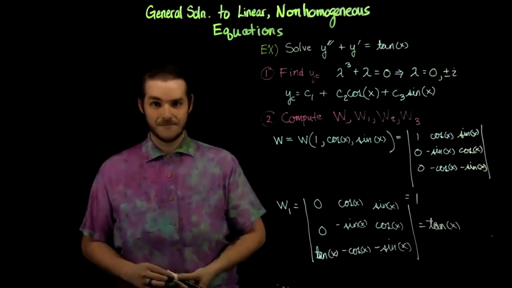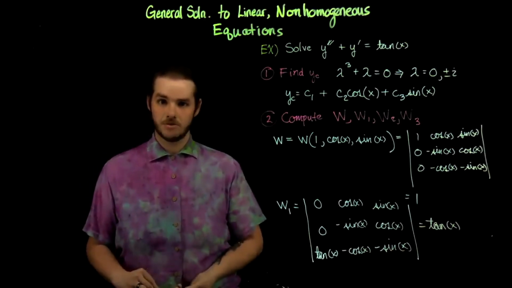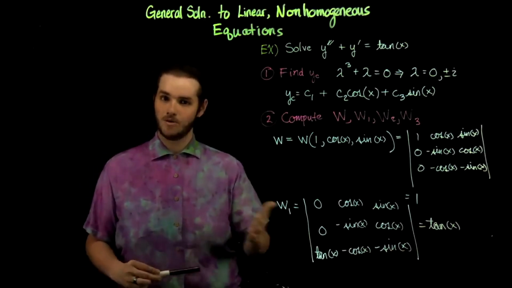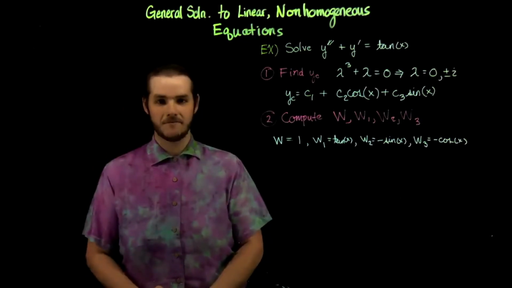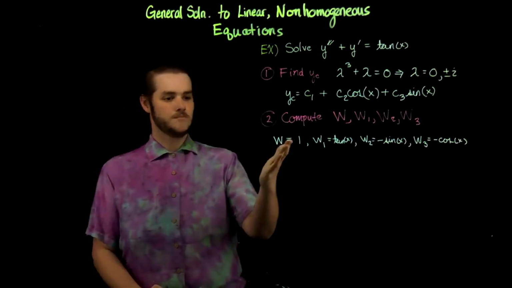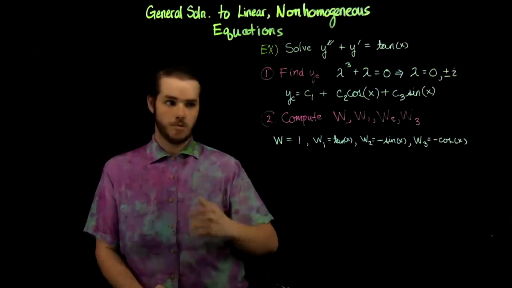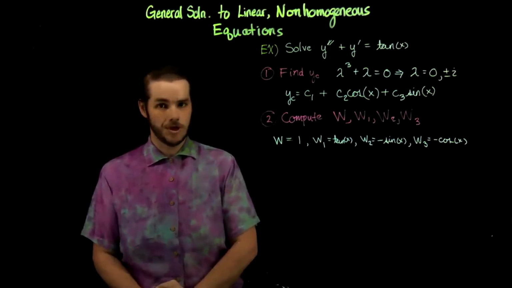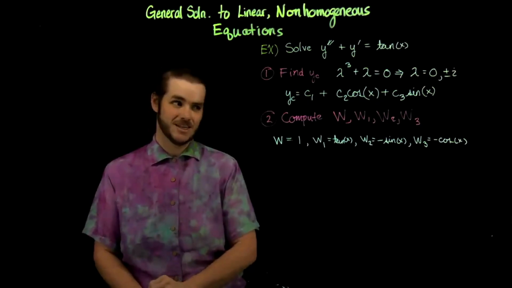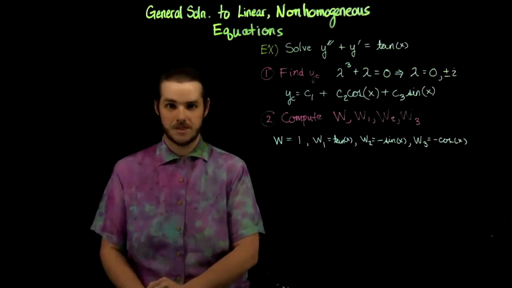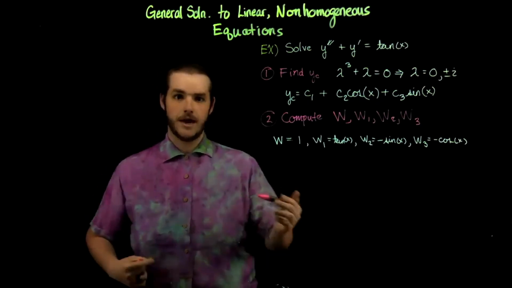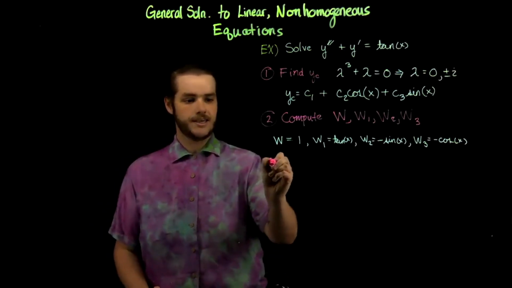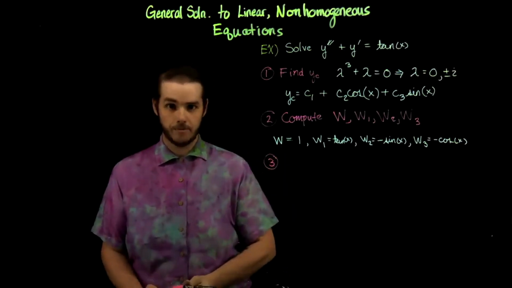I'd encourage you to pause the video here, see if you can compute W2 and W3 on your own. I'll be right back. I'm going to clean it up and write them down. Doing these quickly in my head and definitely not off camera. W we found together to be 1. W1 we found together to be tangent of x. W2 and W3 hopefully you were able to find to be negative sine of x and negative cosine of x respectively. So now that I have all these Wronskians, I can find my variable parameters.